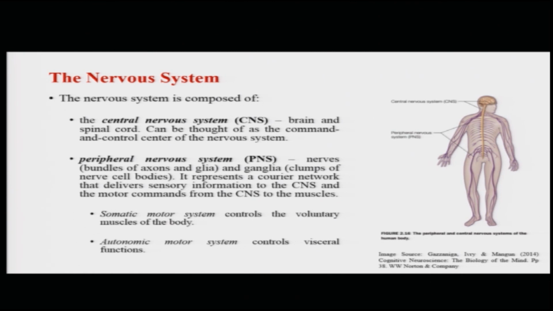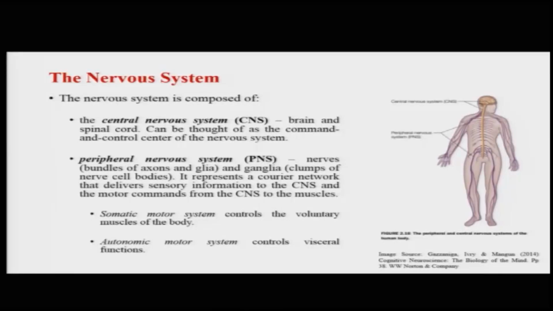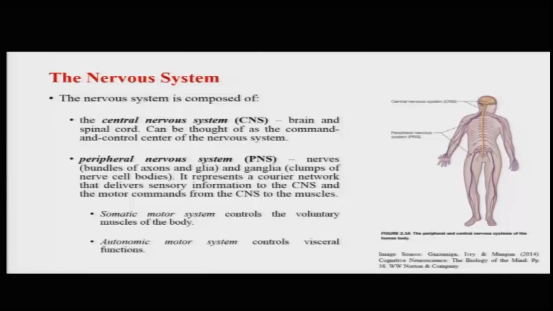Then you can see that the central nervous system has these branchings off which extend to other parts of the body, the entire body. This system of connections through nerves and ganglia is called the peripheral nervous system, because it represents a sort of courier network that delivers sensory information from the central nervous system to other parts of the body, and also the motor commands from the central nervous system to other parts of the body. Say for example, again going back to the old example, if you are touching something very hot, the brain processes it and it will need to release a motor command for your hand to move itself away from the thing.